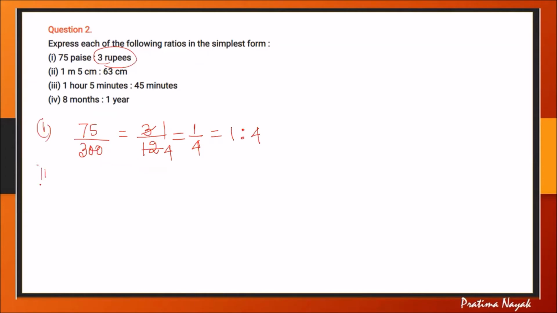Second, 1 meter 5 centimeter and 63 centimeter. First I'll make it into centimeter, that will be 105. So it will be 105 upon 63. You can cancel with 7. 7 9 times is 63 and 7 15 times is 105. So it is 15 by 9. Again you can cancel with 3. It will be 5 by 3.